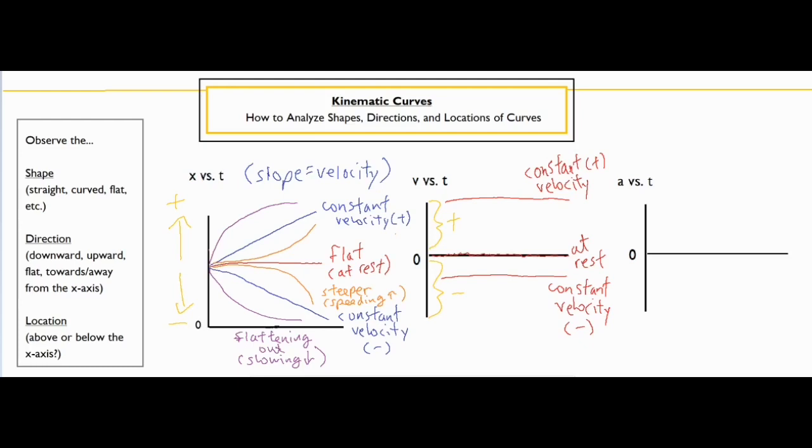So in order to identify something that's going faster, you would look for something that is moving away from the x-axis. And then for slowing down, again, we want something that has a decreasing velocity. So it could start over here, and then it's going to work its way towards the x-axis.